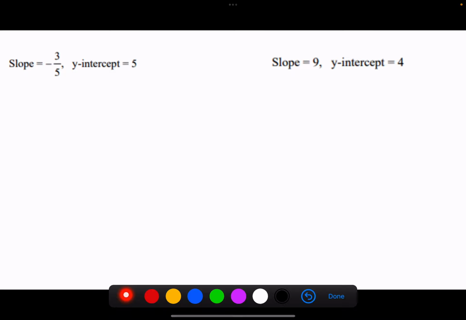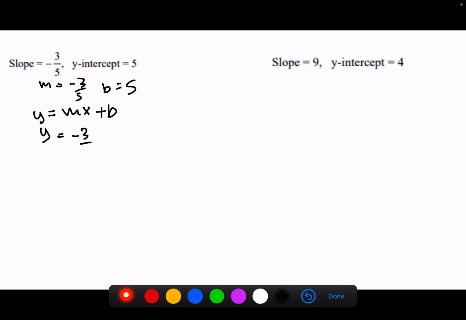So now we're given slope is negative 3 over 5 and y-intercept is 5. So I can write this as m equals negative 3 over 5 and b is equal to 5. And we know the equation y equals mx plus b. So I can rewrite this as y is equal to negative 3/5 x plus 5, because all I did is plug in m and b. So now if we want to reach standard form, which is ax plus by is equal to c, I'm going to multiply both of these by 5.